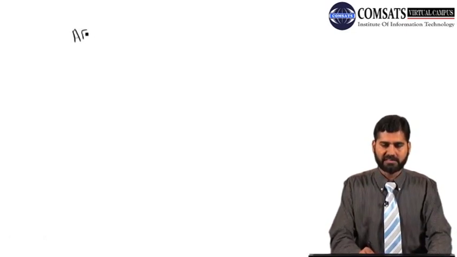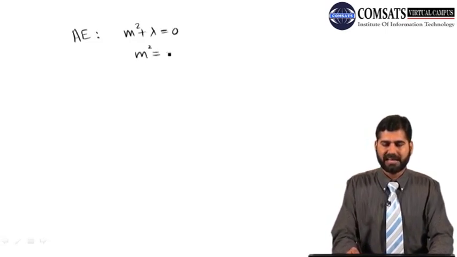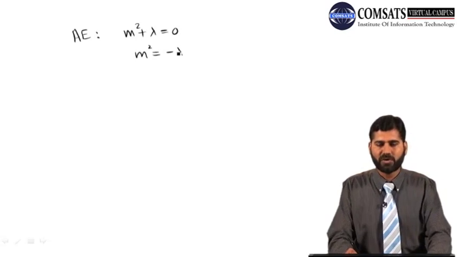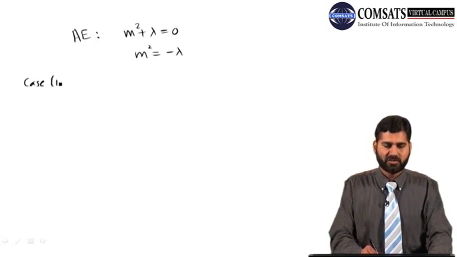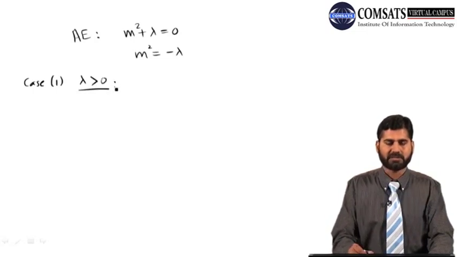The auxiliary equation, if I write it, is m square plus lambda equal to 0. So from here m square is negative lambda. Now we have to take the square root. So it depends whether lambda is positive, negative, whatever. So we will discuss 3 cases here. Case 1 is lambda positive. Let's say lambda is positive.